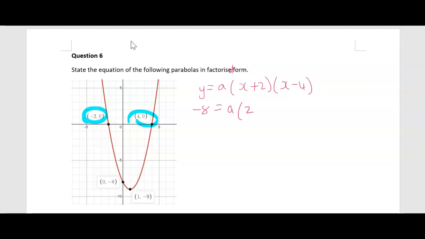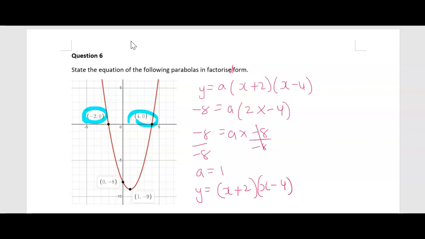0 plus 2 is 2. 0 minus 4 is -4. So -8 equals a times -8. Divide both sides by -8. They cancel and a is equal to 1. So your equation in factorized form, a is 1, so I don't need to write 1.